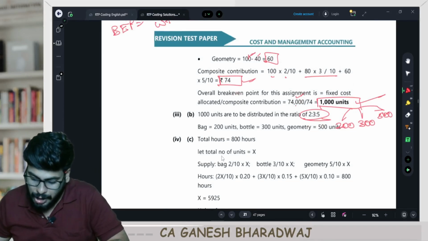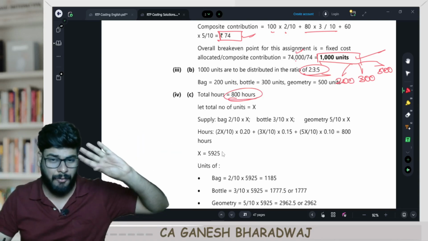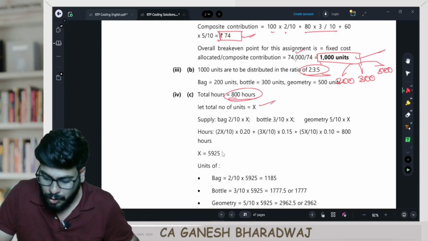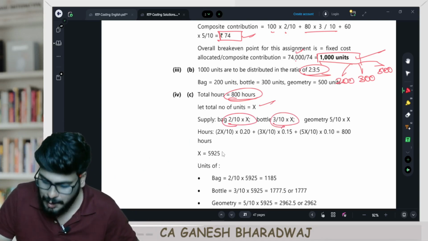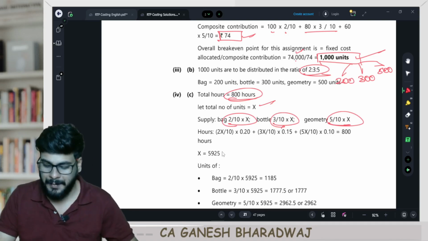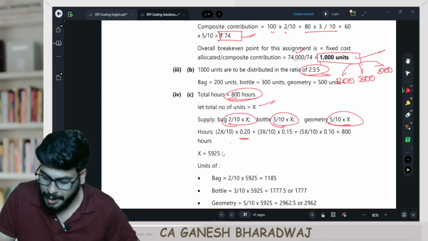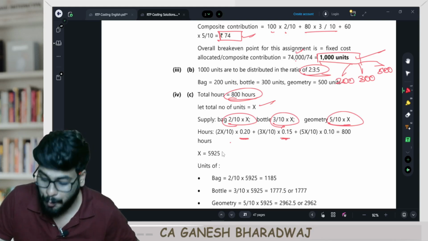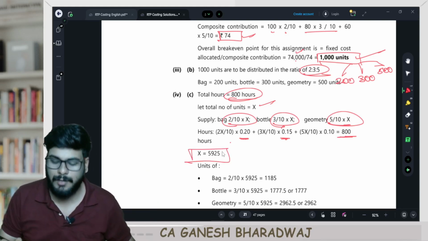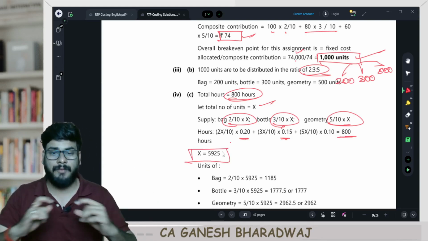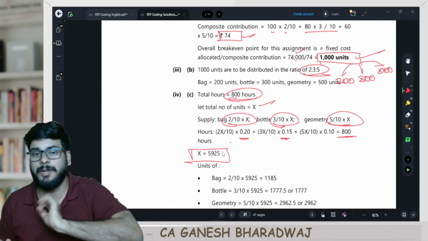You look at this. The total hours available is 800. The total number of units of all the three products put together is x. So the number of units of bag is going to be 2x by 10, bottle 3x by 10, geometry box 5x by 10, right? So 2x by 10 into 0.20, plus 3x by 10 into 0.15, plus 5x by 10 into 0.10 should be equal to 800. If you solve this equation, you will get the x value as how much? 5925. 5925 is what? The total number of school bags plus water bottles plus geometry boxes, right?